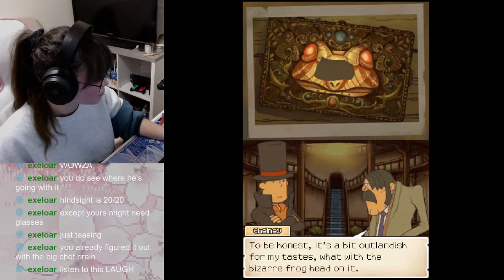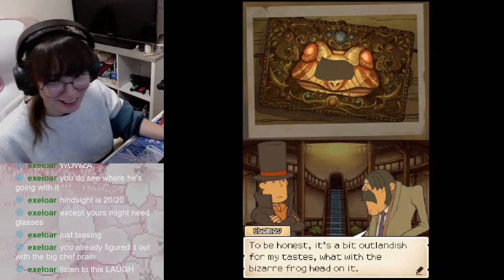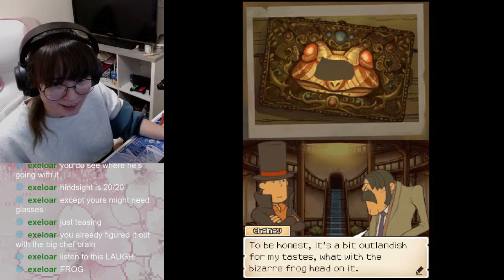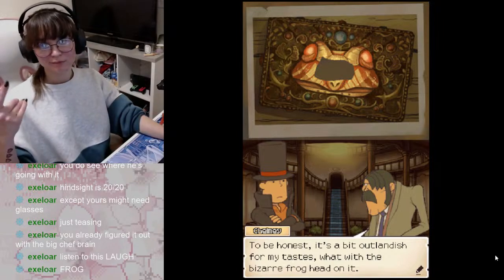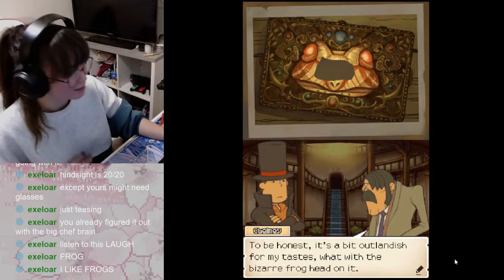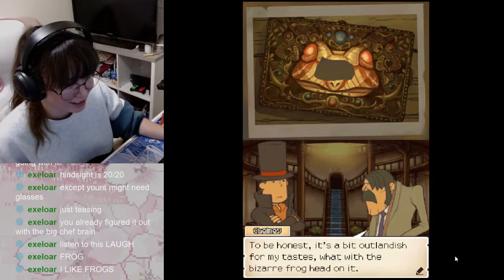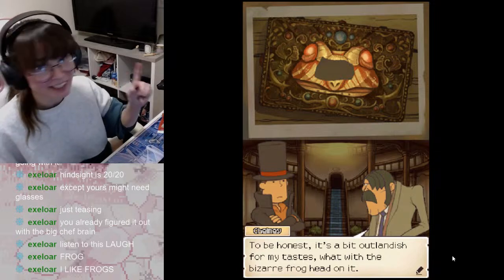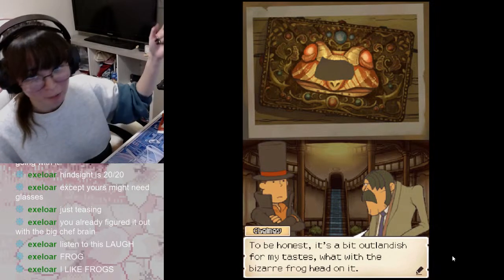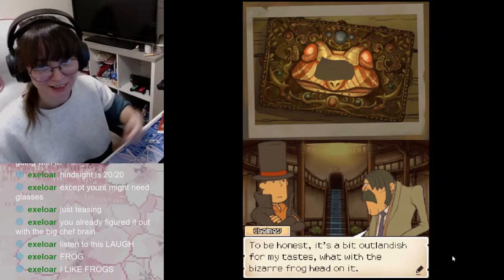To be honest, it's a bit outlandish for my taste, what with the bizarre frog head on it. Right? It looks like a frog, doesn't it? Frog! Dude, she gave herself away so easy. I like frogs. Tomorrow I'm gonna get my frog onesie. It's gonna be great. What if I wear it for stream, just to show you guys?